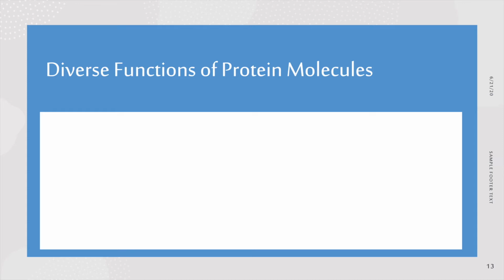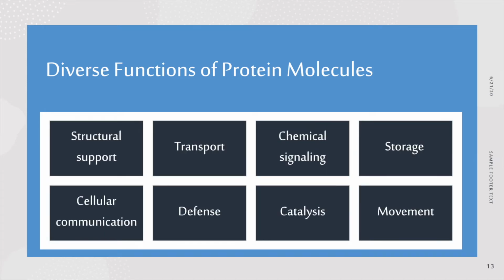Proteins have a wide range of diverse functions. These functions include structural support, for instance, like the protein collagen in connective tissue, transport, for example, hemoglobin, which transports oxygen in the human body, chemical signaling, like the hormone insulin, storage, cellular communication, like receptor proteins, defense, like antibodies, catalysis, which is a process that increases the rate of chemical reactions in organisms, for instance, like enzymes, and movement, like contractile proteins such as actin and myosin.